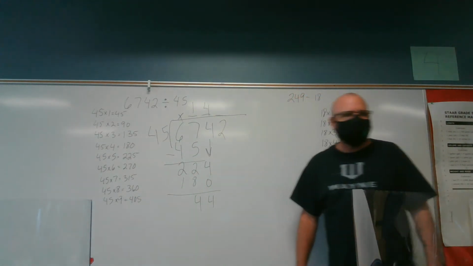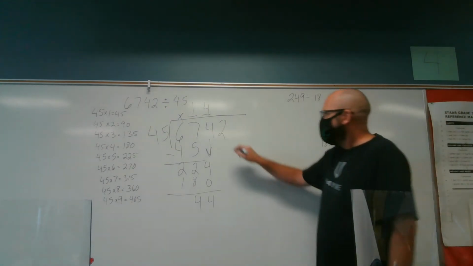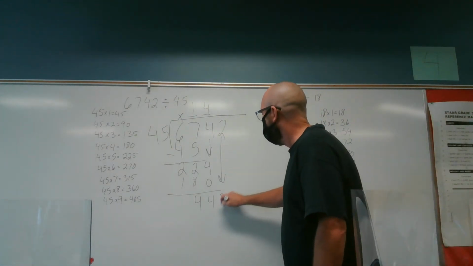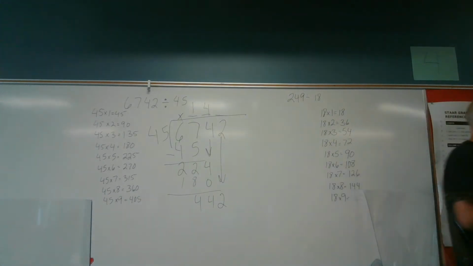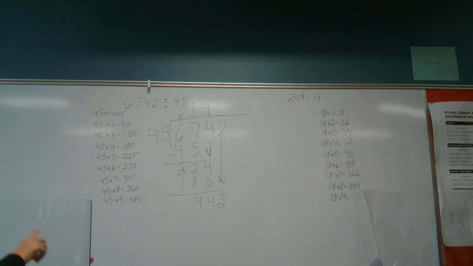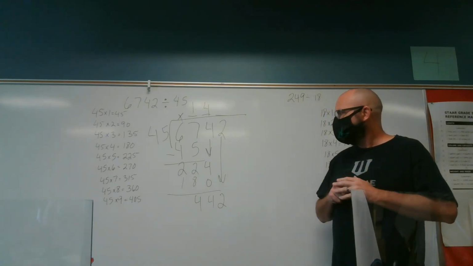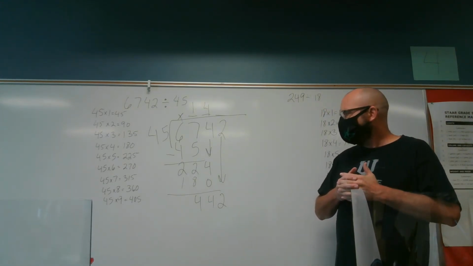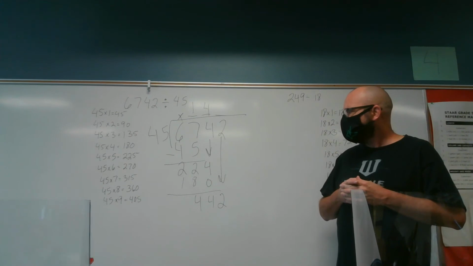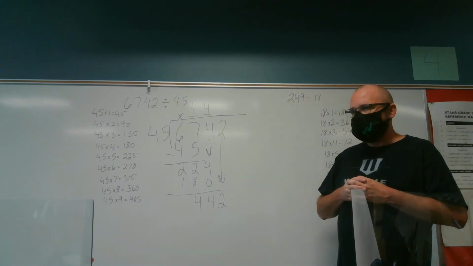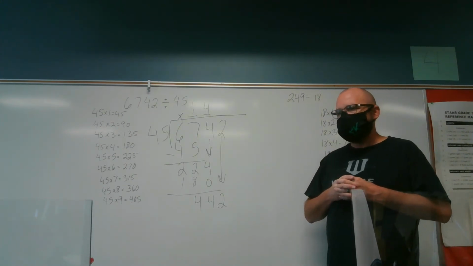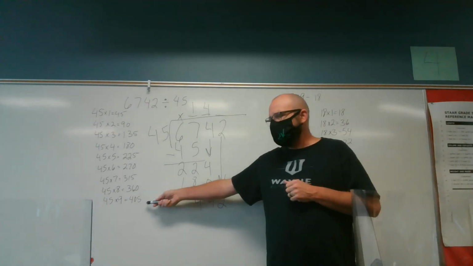That's 44. And I bring down the next number. I have a question. Yes. That one, 405, is smaller than 442. So how will we know the next one? Because we're trying to get as close as we can without going over. Yeah. So it has to be smaller. Oh.